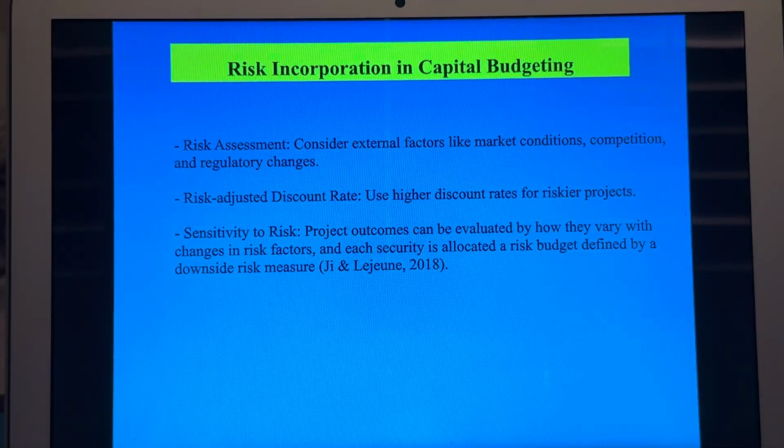Our next slide is going to consist of risk incorporation in capital budgeting. Risk assessment, consider external factors like market conditions, competition, and regulatory changes. Risk-adjusted discount rate, use higher discount rates for riskier projects. And then sensitivity to risk. Project outcomes can be evaluated by how they vary with changes in risk factors, and each security is allocated a risk budget defined by a downside risk measure. A reference for this material is going to be G and Lejeune, 2018.